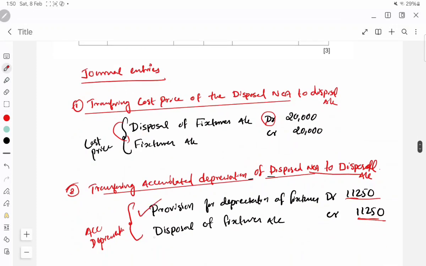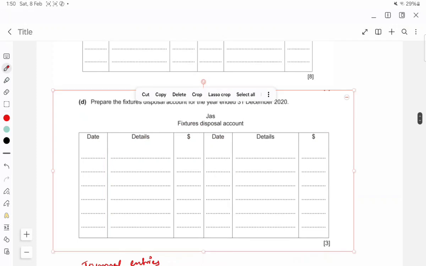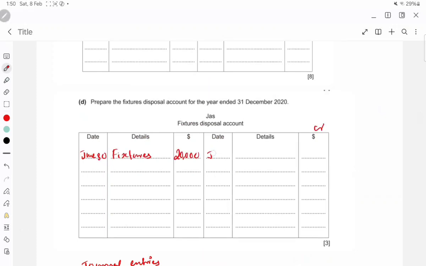So the first entry is done. The second double entry is disposal of fixtures account credited. So on the credit side of the disposal account, write June 30th and the corresponding entry, provision for depreciation.